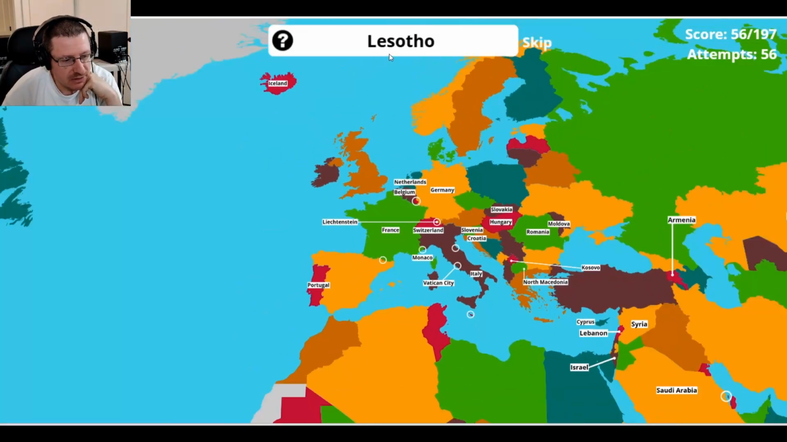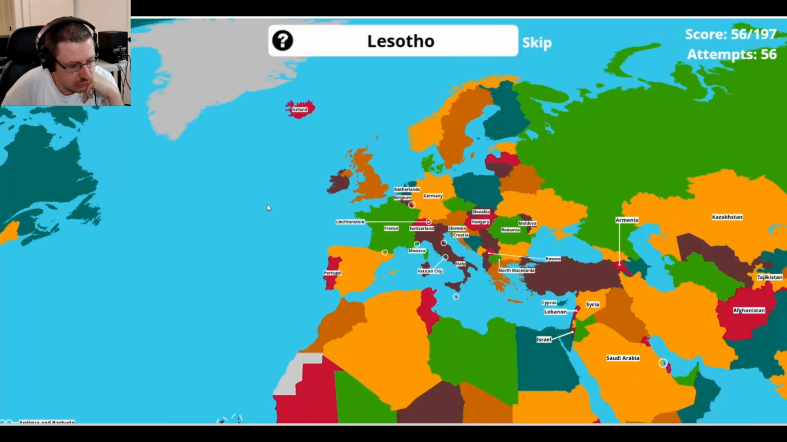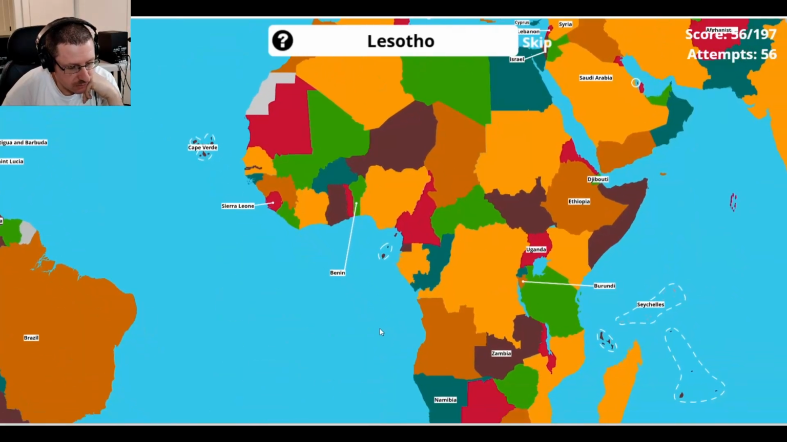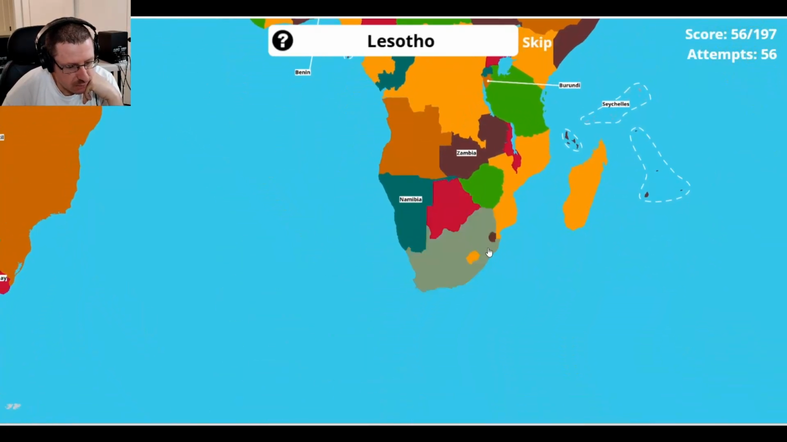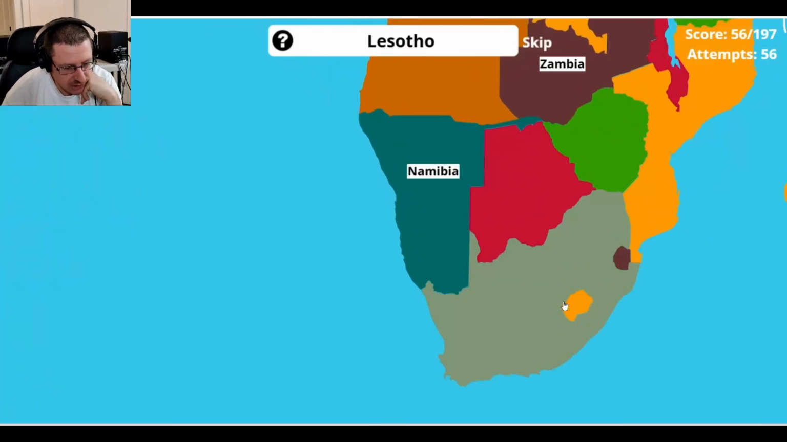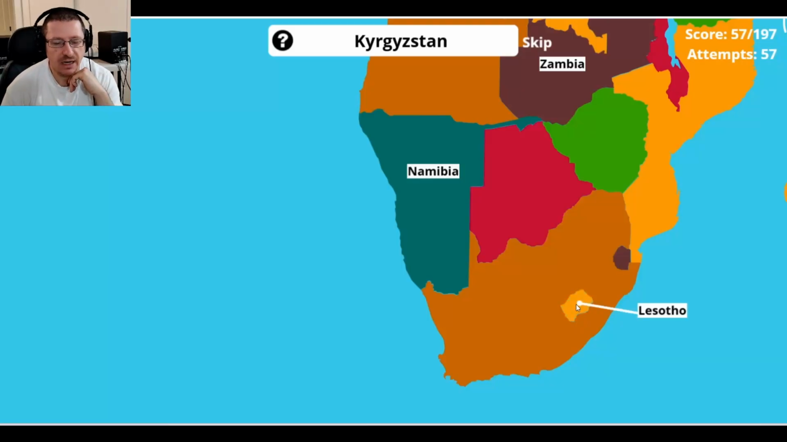You would think it's pronounced Lesotho, but it's Lesotho. Lesotho is a very small country within a country. I'll tell you later, but this is Lesotho right there. It's called the Land in the Sky. It's the only country in the world where its entire landmass is above 1,000 meters.